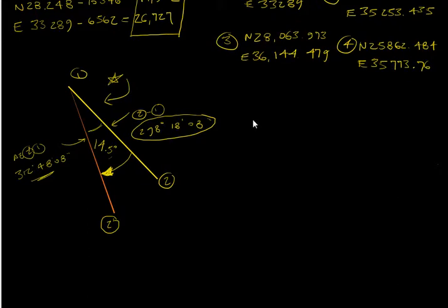Right, so I inverse from 1 to 2, so the azimuth from, let me see here. I'm sorry, not 1 to 2. Azimuth from inverse from 1 to 3. Right, and the azimuth before the rotation is 93, 41, 14.